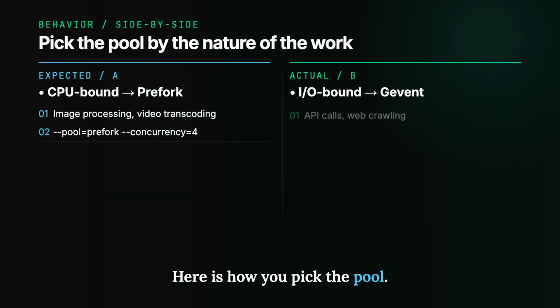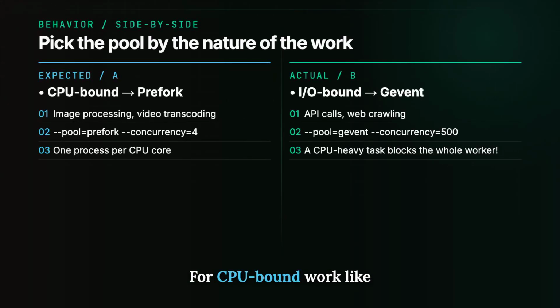Here is how you pick the pool. For CPU-bound work like image processing, use pre-fork with one worker per core. For I/O bound work like thousands of HTTP calls, use Gevent with high concurrency. But never put a CPU-heavy task under Gevent. It blocks the single OS thread and stalls every other task in that worker.